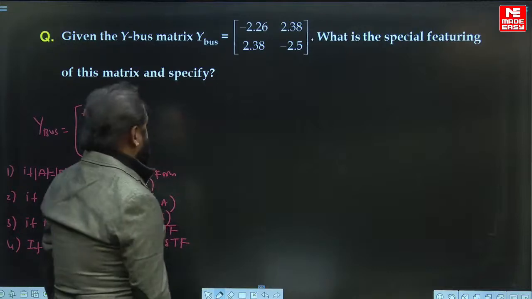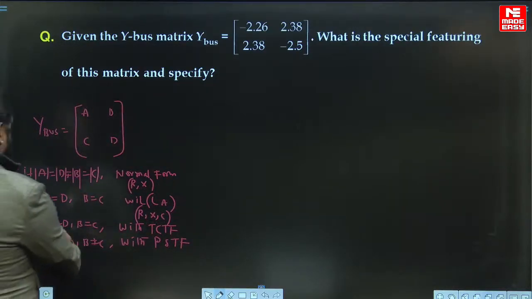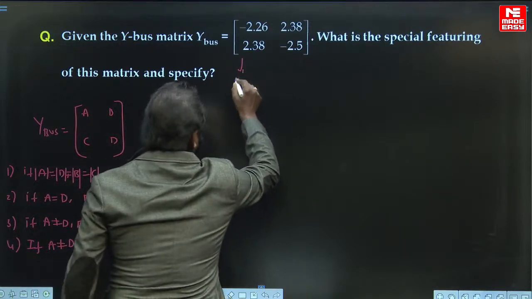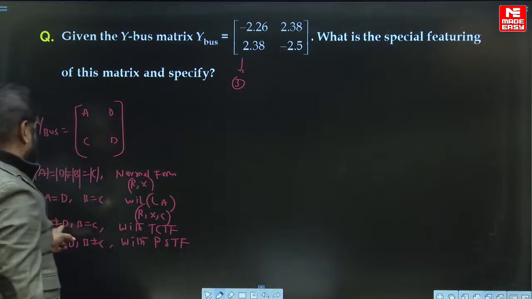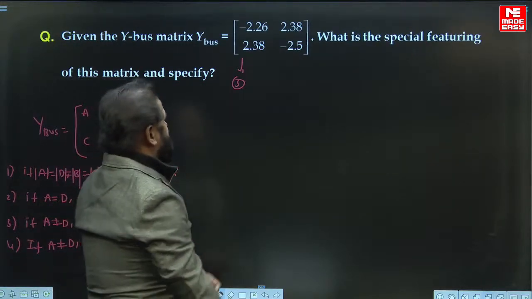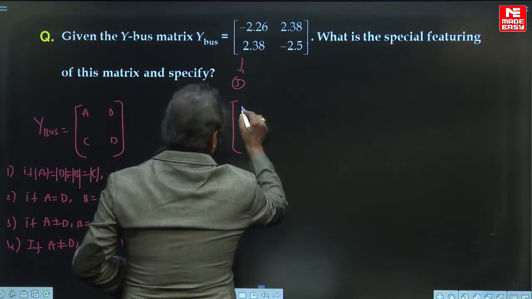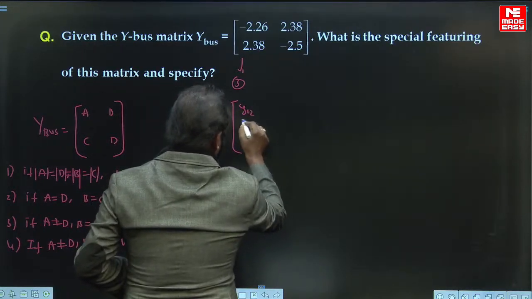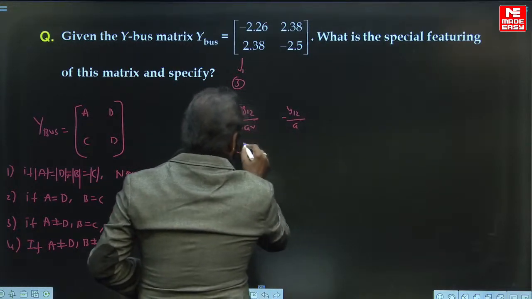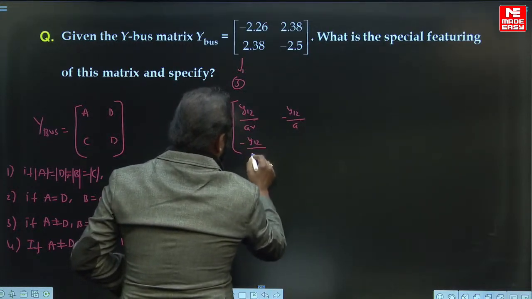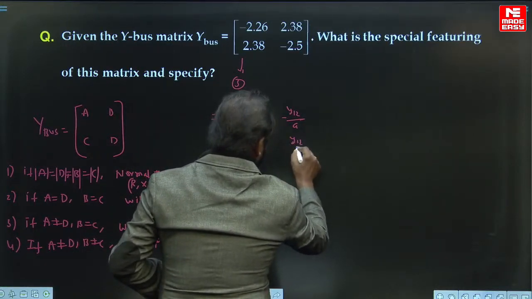According to the data that I have presented to you, this Y-bus belongs to the 3rd case. What is it? A is not equal to D but B is equal to C. A is not equal to D, which means the tap changing transformer is there. So with the tap changing transformer, the Y-bus matrix you can have is Y12 divided by A square, minus Y12 by A, minus Y12 by A, and Y12.